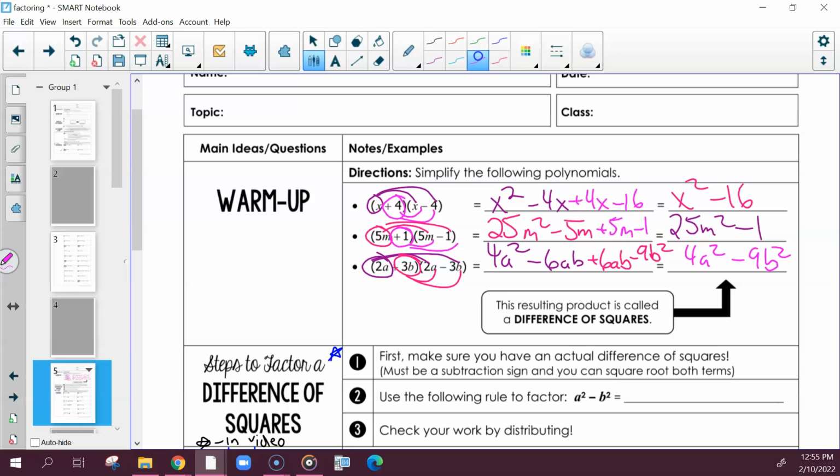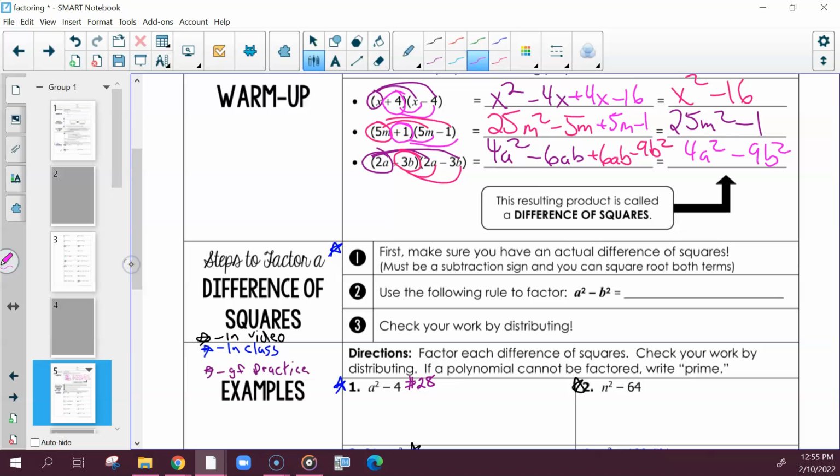Okay. So what we just did is now what we're about to do. It'll look similar. We're going to be given something that looks like this, and we're going to go back to these. And I'm going to show you how to do that. So when we are factoring this way, we're looking for difference of squares.